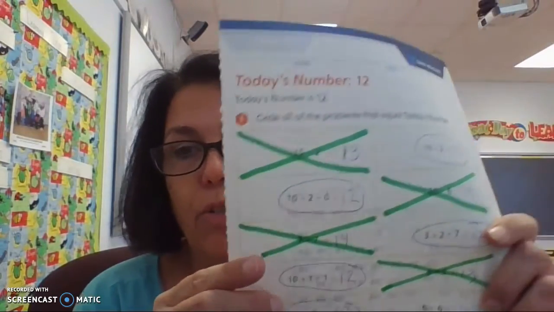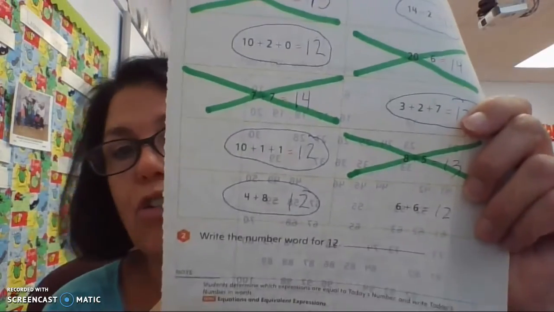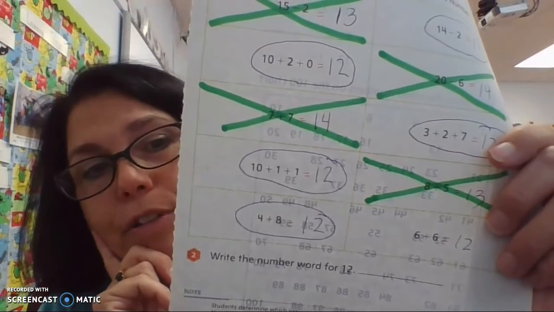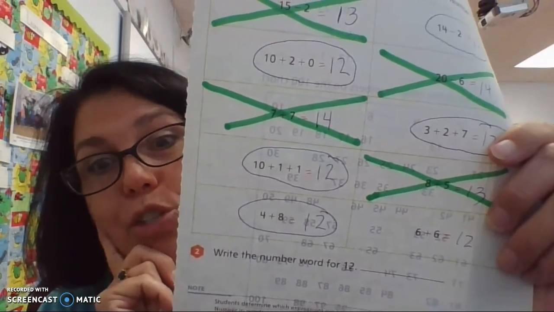And finally, the last one. Ooh, it's our handy dandy doubles fact that we knew from first grade. The handy dandy doubles fact, and 6 plus 6 is 12. We remember that, and so that one gets a circle as well.